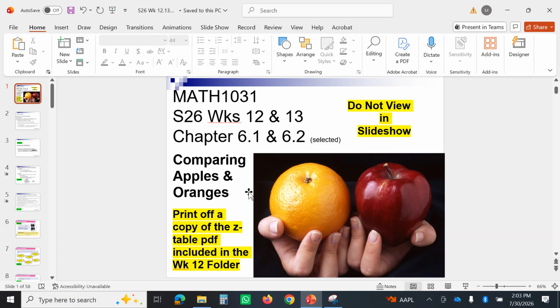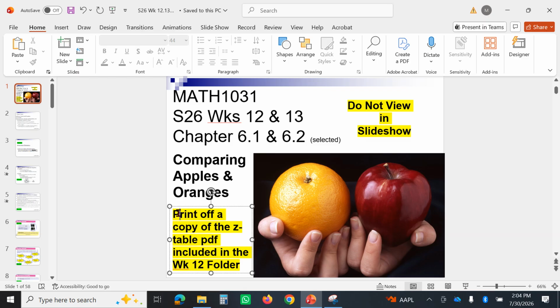So today, as the picture implies, at the end of this we're going to be able to actually compare apples and oranges, which kind of goes against what Mama taught us. You know, the whole thing here is that you can't compare apples and oranges, but you really can. And we're going to show you guys how.